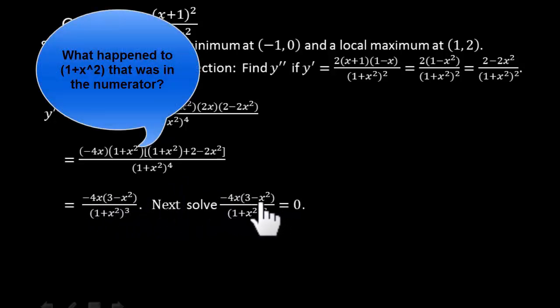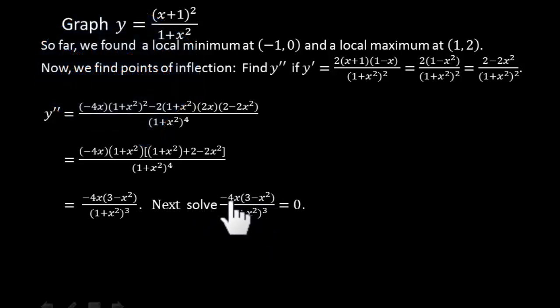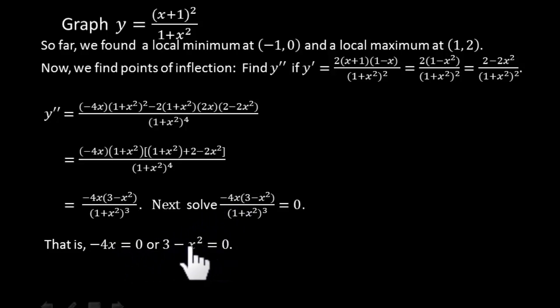And then we take the second derivative and set it equal to 0. Now again, the denominator will never be 0, so we just set the numerator equal to 0. So what do we get? You have negative 4x equals 0, which means x is equal to 0. 3 minus x squared is equal to 0. So what will make this equal to 0? If x squared is 3, what would x be then? It'll just be plus or minus the square root of 3. Right? So make sure you know how to get those critical values. So far, these are the possible points of inflection.